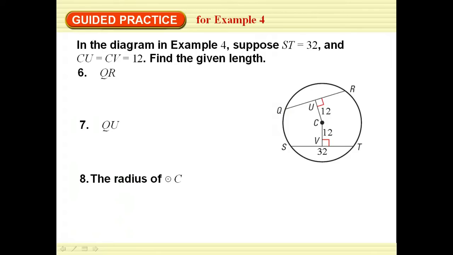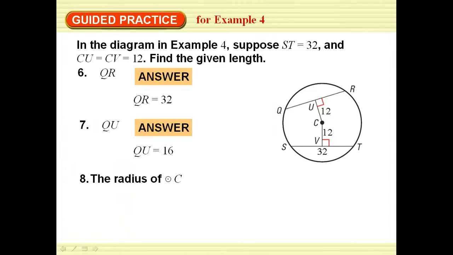A little guided practice here. Two of these are pretty straightforward, and one of them is going to require you to think a little bit. So give them a try and see what you come up with. QR: if CU is 12 and CV is 12, then QR must be the same as ST, and that is 32. That makes QU 16, because if I drew from here through, I would have a diameter that is perpendicular, therefore that has been bisected, and therefore it's half of the 32.